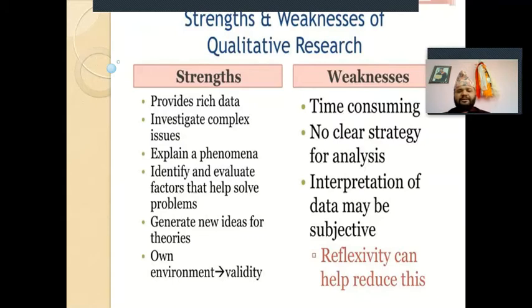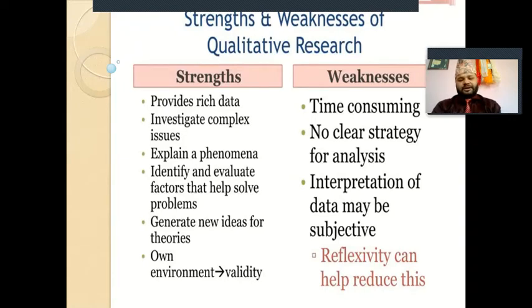And then provides rich data. These are the strengths because they go in depth, right? And then investigate complex issues, explain a phenomena, identify and evaluate factors that help solve the problems, right? These are the strengths. Generate new ideas for theories. Why? Because we are rooted into that research site. We are engaged, right? These are the strengths and weaknesses of qualitative research.